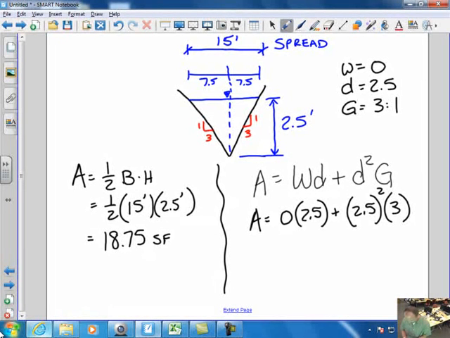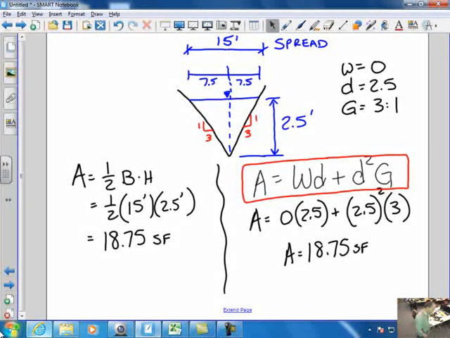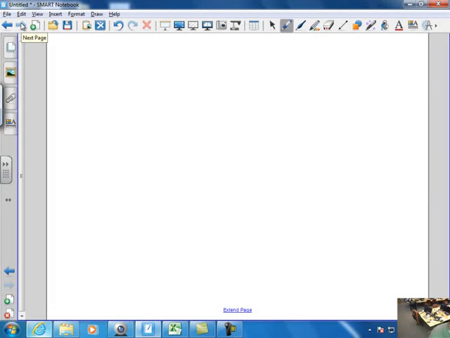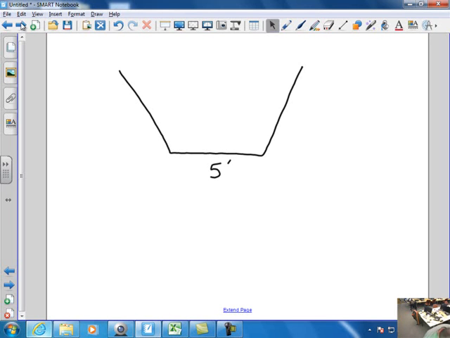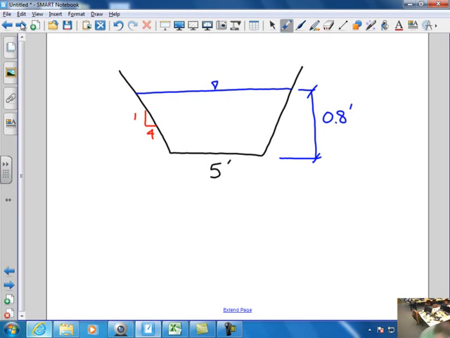So 2.5 squared times 3 gives me an area of 18.75 square feet. And thus, this is the equation, once again, that you see for an open channel flow. In terms of this now, let's try one more. So let's say we have a 5-foot bottom with a flow depth of 0.8 feet, and we have a grade of 4 to 1. What is our value for the area in this flow parameter?